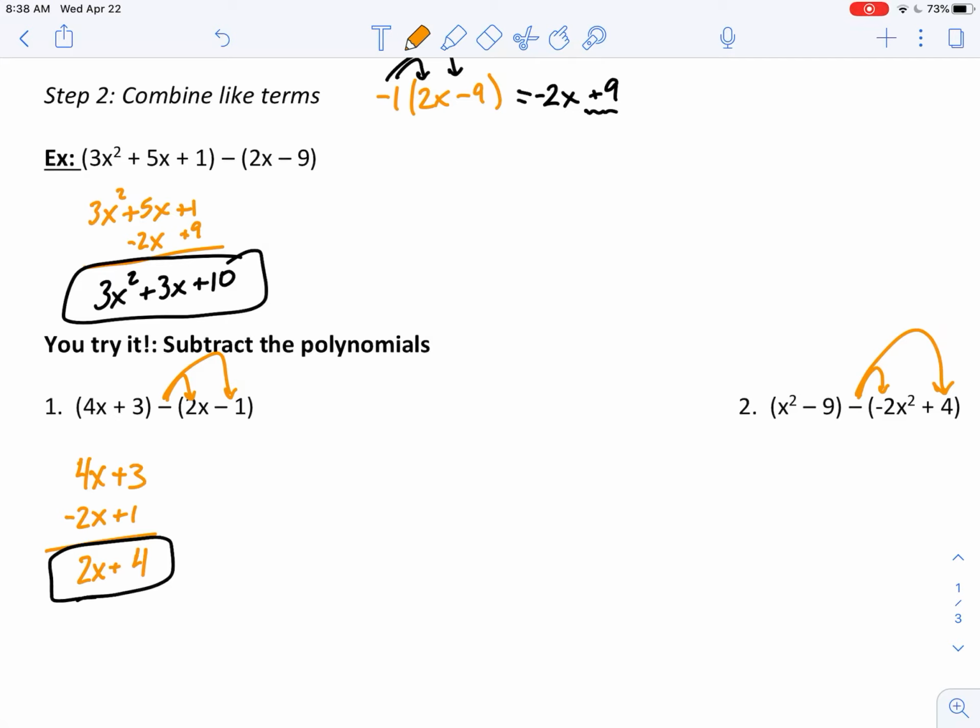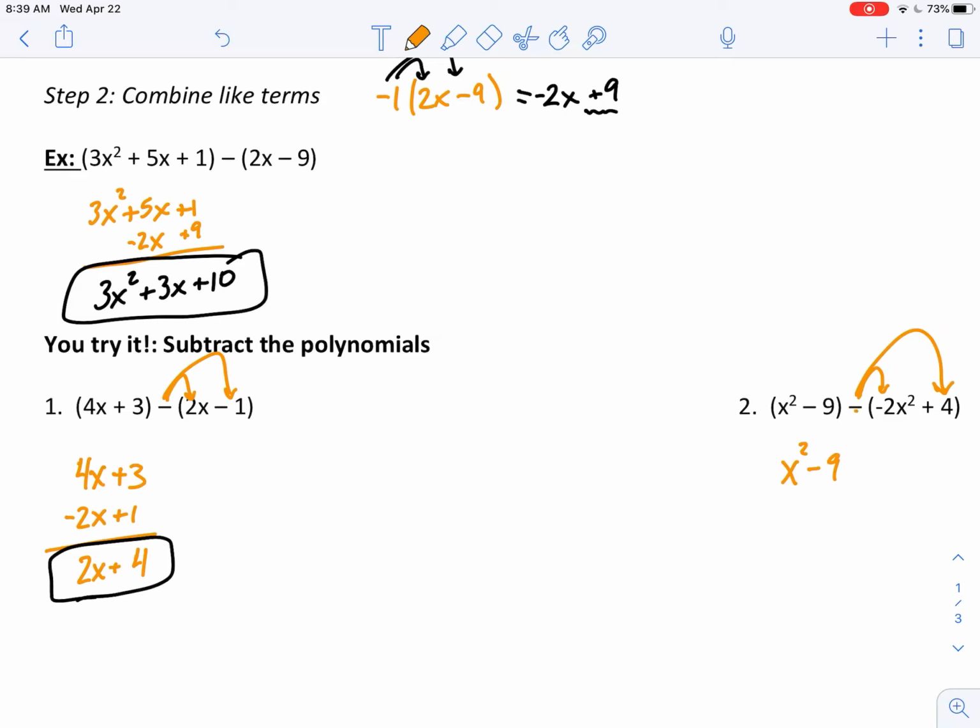And there's my final answer. All right, now let's see. I've got to distribute this negative to both parts. So minus a negative 2x squared is positive 2x squared. Those two negatives cancel out to become a positive 2x squared.